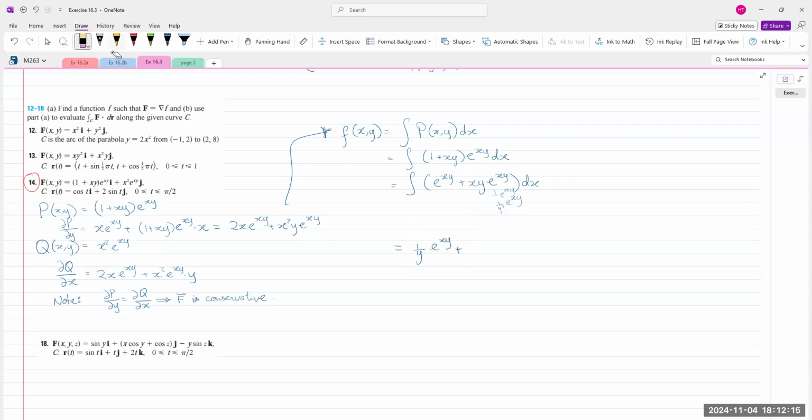Let me write it properly. So that will be x e to the xy minus 1 over y e to the xy, of course, plus a function of y only. Now, dou f dou y should equal q, right? But let's see what dou f dou y is first. If I do the derivative with respect to y, that will be x over y.